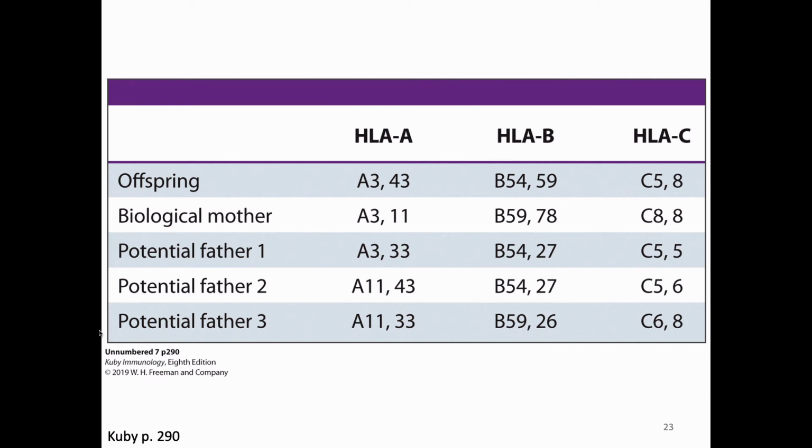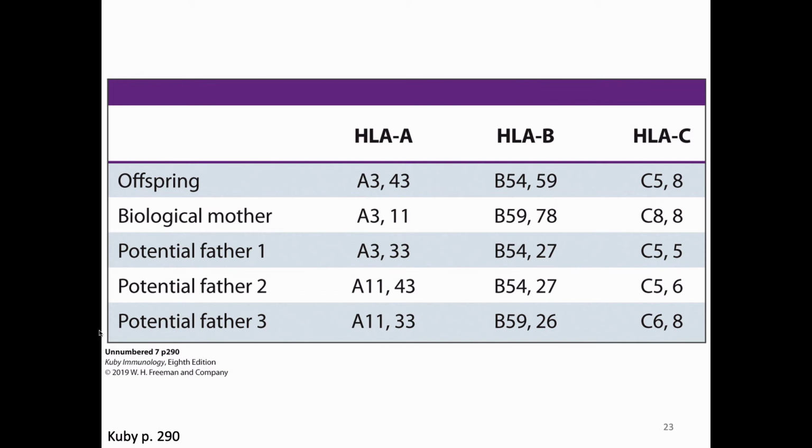So what we can do is we can look at first HLA-A. Look at the offspring and the mom. Which HLA-A gene did this child get from their mom? Hannah. The A3. A3. How do you know it's A3? Because there's no 11. Because they don't have 11, so they couldn't have gotten 11, so it has to be A3. That's the only one they have in common with their mom.